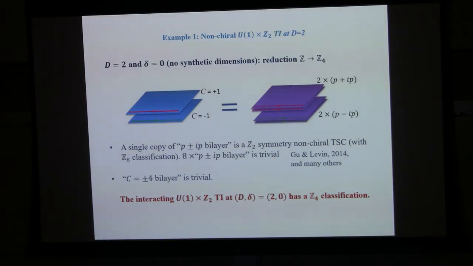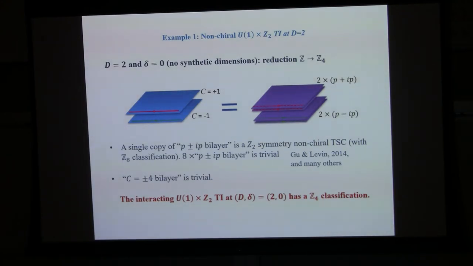So we can use the Fidkowski and Kitaev result for the interaction-reduced classification of the Kitaev chain. Using that result, we can directly conclude that for four copies of this system, which correspond to eight copies of the p plus minus ip topological superconductor, the boundary can be gapped out without breaking any symmetry. We can just quote the result from Fidkowski and Kitaev's Z8 classification paper. So for this situation with U1 cross Z2, with capital D equals 2 and delta equals 0, which means that every dimension is a physical dimension, the classification is reduced from Z to Z4.